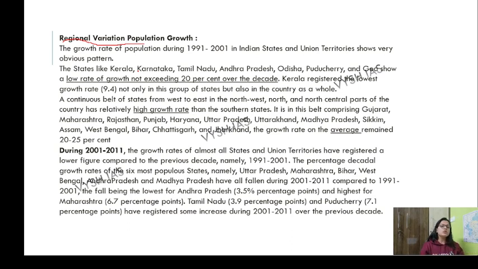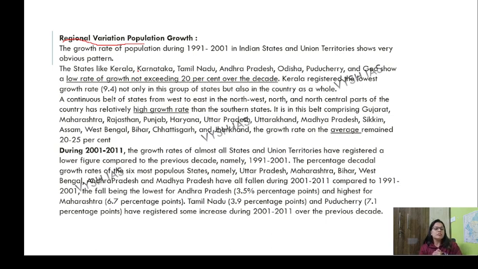As you all know, in the southern states the education levels are good. What are the states we are talking about? Southern states like Kerala, Karnataka, Tamil Nadu, Andhra Pradesh, Odisha, Puducherry. They have a very low rate of growth, almost not even exceeding 20%. And the central states like MP, Sikkim, Assam, West Bengal keep an average.